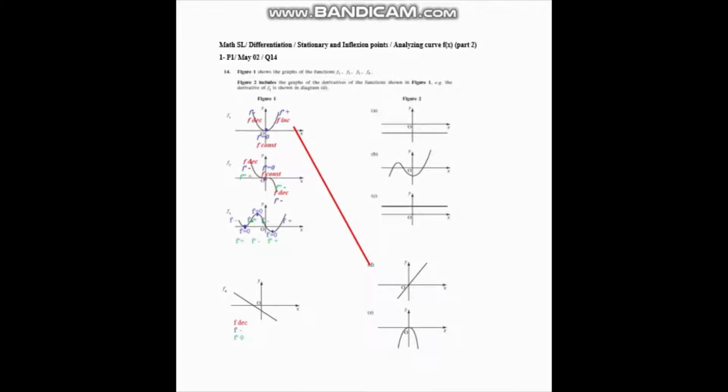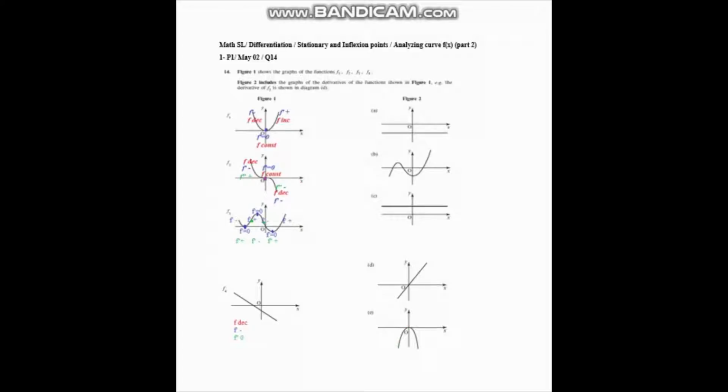Next, I look at F2 and I realize that F dash goes from negative to 0 to negative. And the only graph that satisfies this condition is E. Hence, F2 matches with E, because f dash was negative and then 0 and then negative, and that corresponds to my analysis in blue there. F dash is negative, then 0, then negative. So function 2 matches with E.